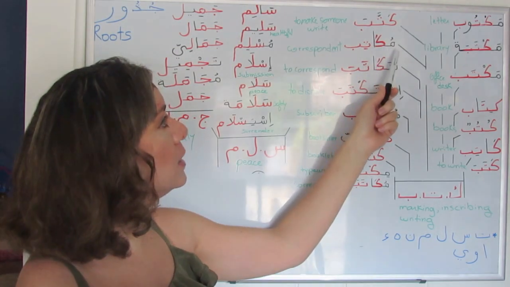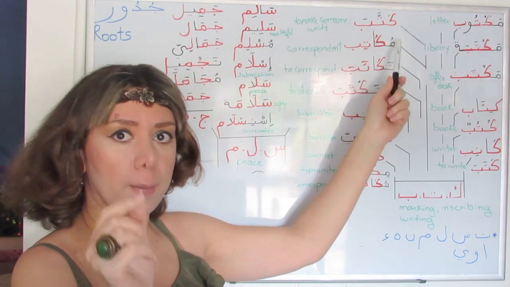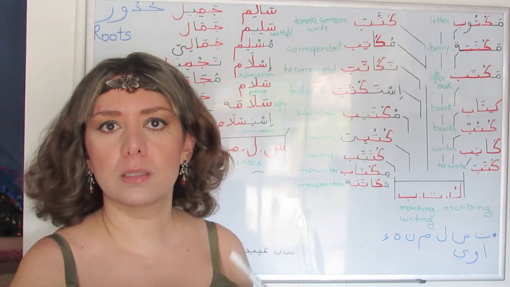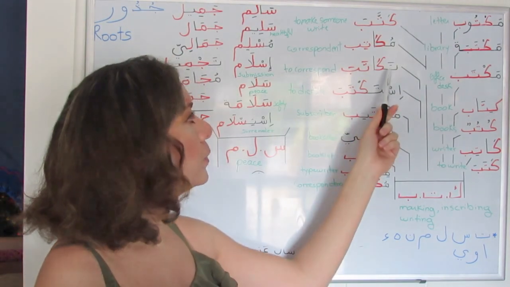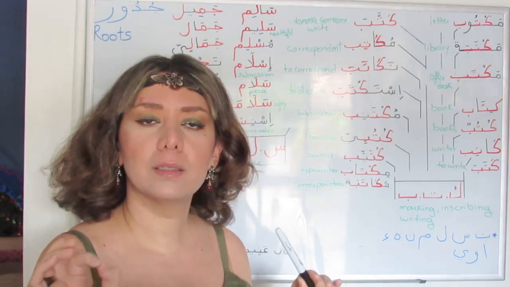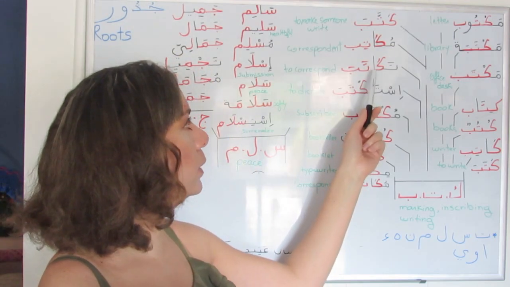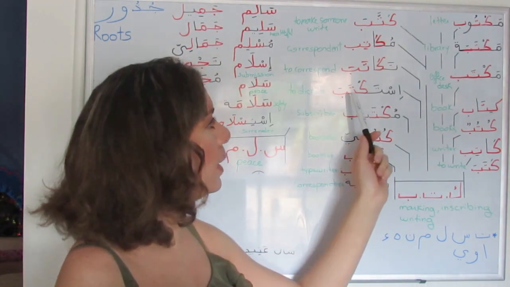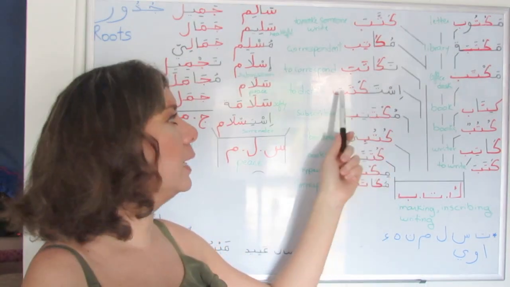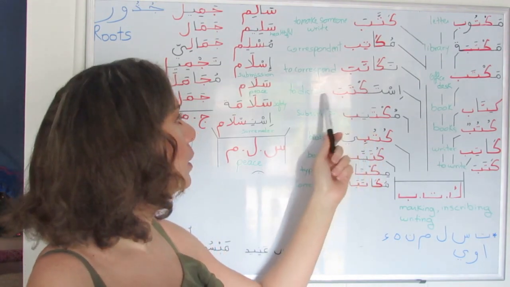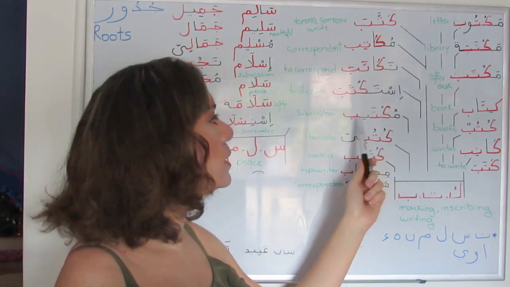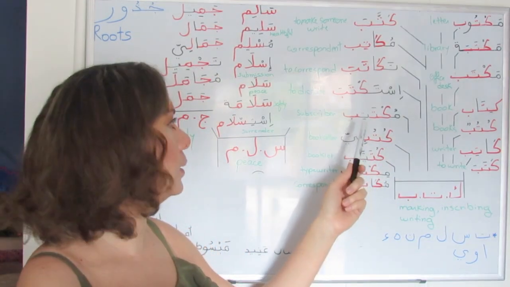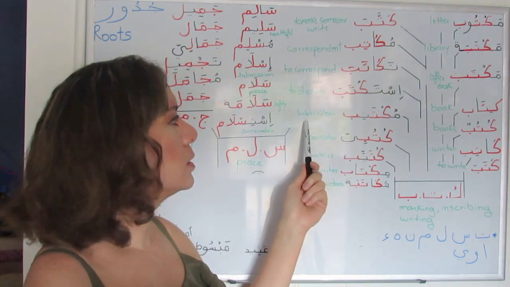مكاتب, here we have a prefix together with the ضمة and the long vowel alif, correspondence. تكاتب, here we have the prefix ta and the long vowel next to kaf to have to correspond. استكتب, a long prefix, three letters, alif, sin, ta, to dictate. مكتتب, we have the prefix and an extra ta next to the ta with kasra, subscriber.